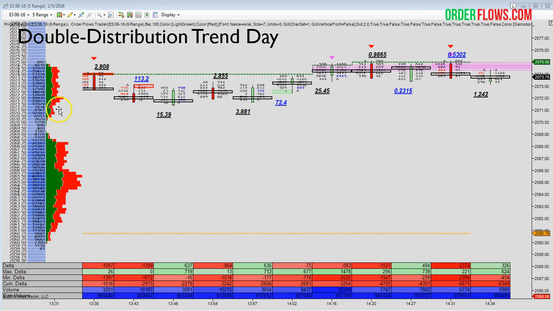On double distribution days, when you break out of the value area, look for the areas of very thin volume. And if we come back and it looks like we're going to fill that in, but we don't, that could be a good buying opportunity for you.